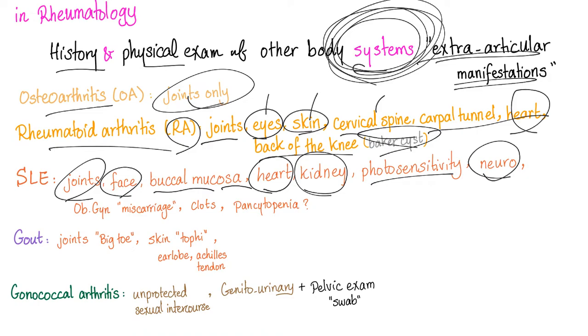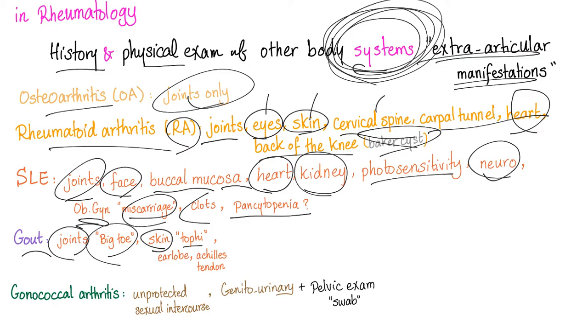Neuro examination and neurological questions. OBGYN, have you ever had miscarriages before? Clots and pancytopenia. If it's gout, examine the joints, especially the big toe, and the skin for tophi. Where do we find the tophi in chronic gout? Earlobe, Achilles tendon, and others.